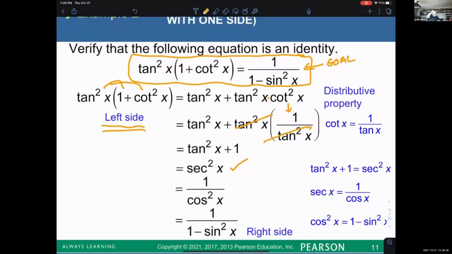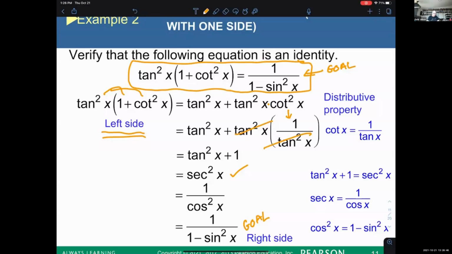And then how do we convert from cosine to sine? Well, then we have one of our Pythagorean identities that cosine squared is 1 minus sine squared. And since that's on the bottom of the fraction, then we have reached our goal. And by working with the left side, we were able to make it convert all the way into what we had on the right side. And that verified the equation identity.